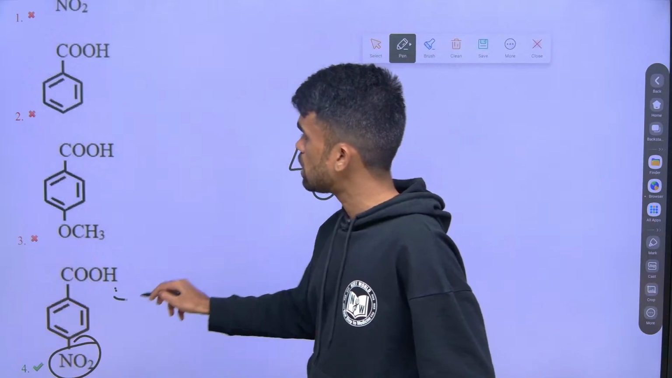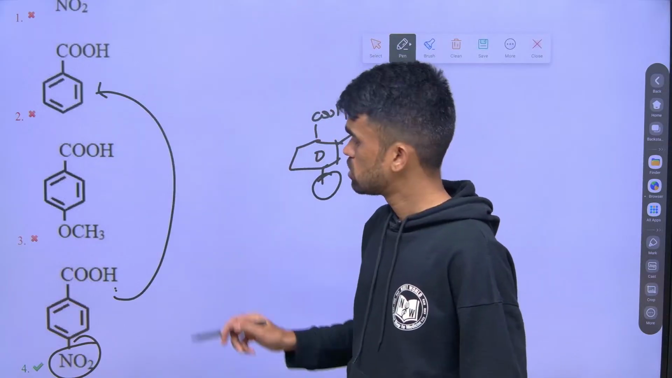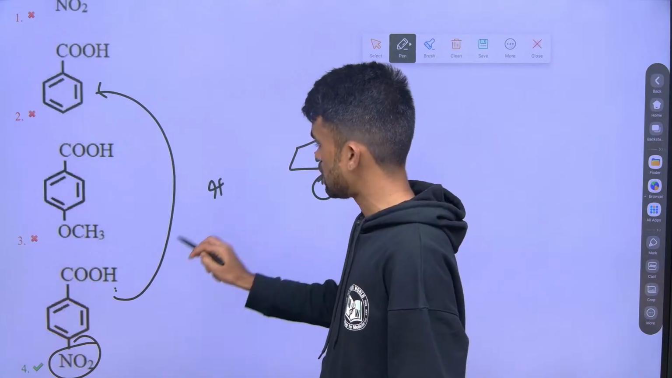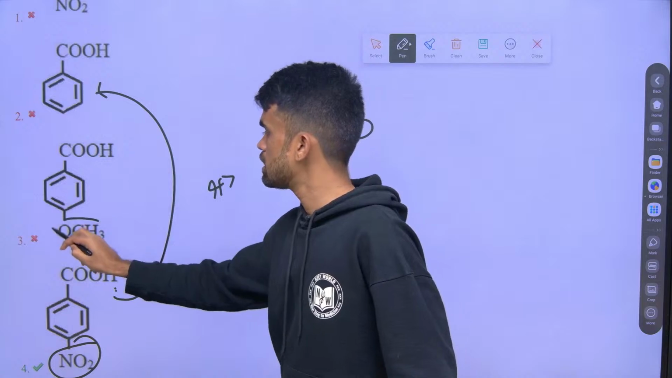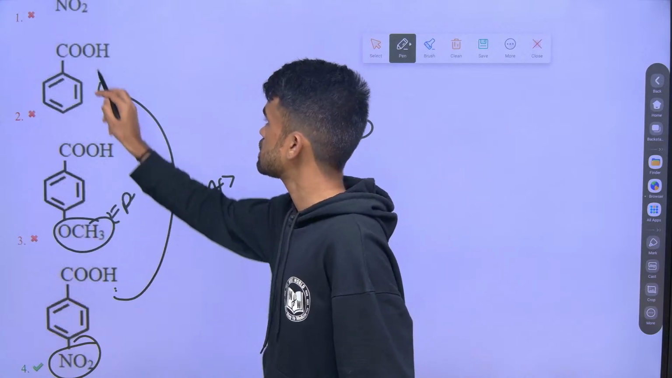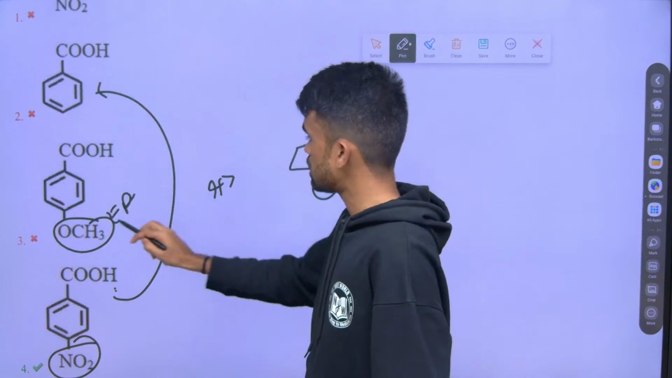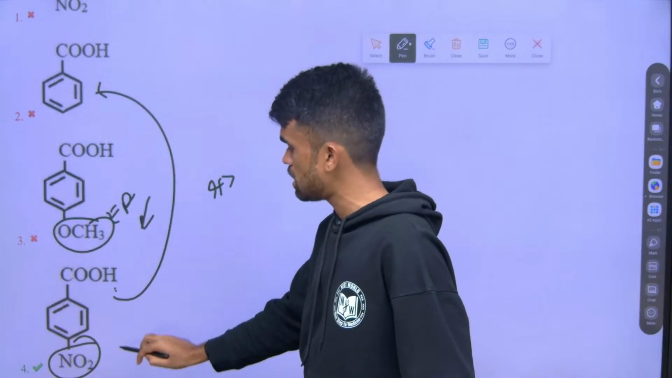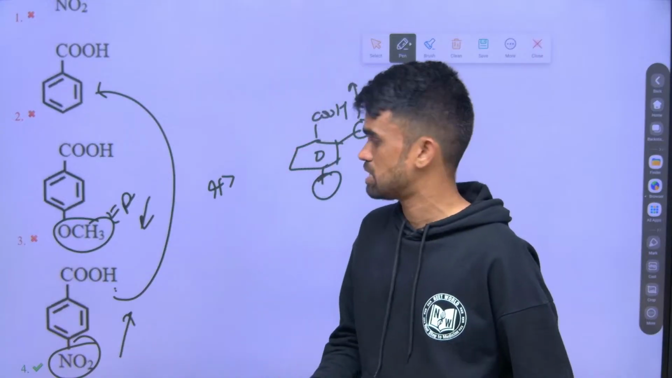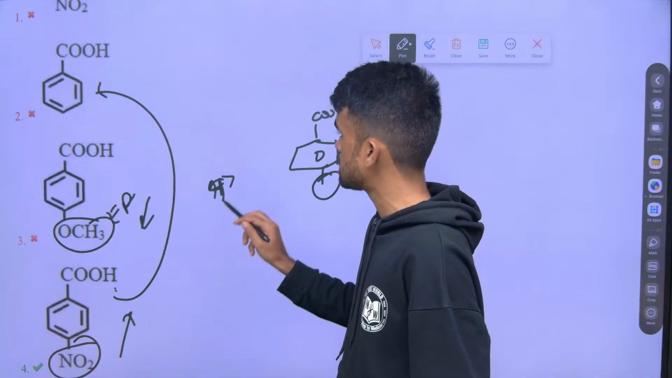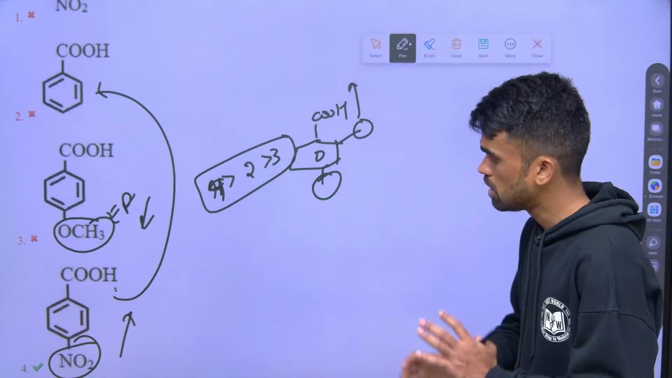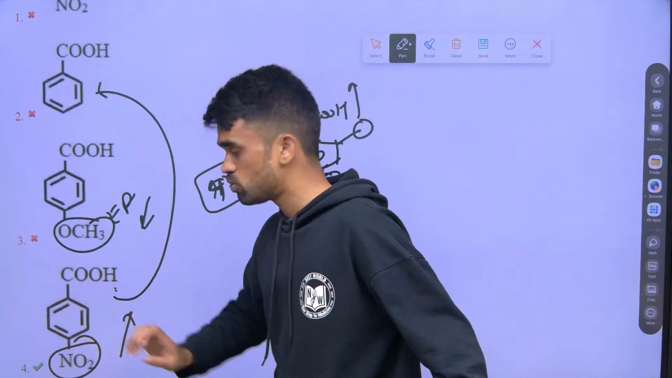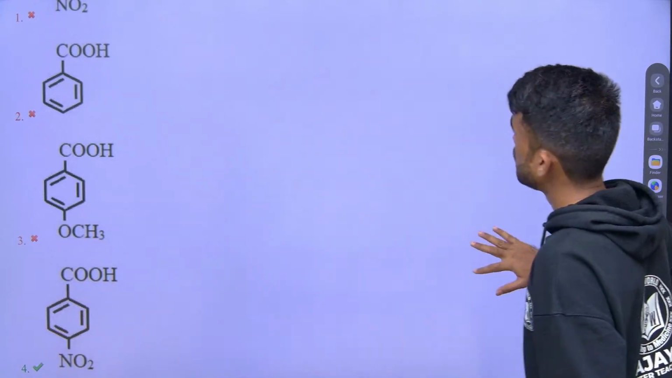Now out of these two, which is more acidic? We know carboxylic acid with an electron releasing group is less acidic. Out of these two, here there is an electron releasing group and this has no group. Electron releasing groups decrease the acidic nature, and electron withdrawing groups increase the acidic nature. That's why 4 is more acidic than 2, and 2 is more acidic than 3. This is the order you can remember. So finally, what is our answer? The fourth option is correct.